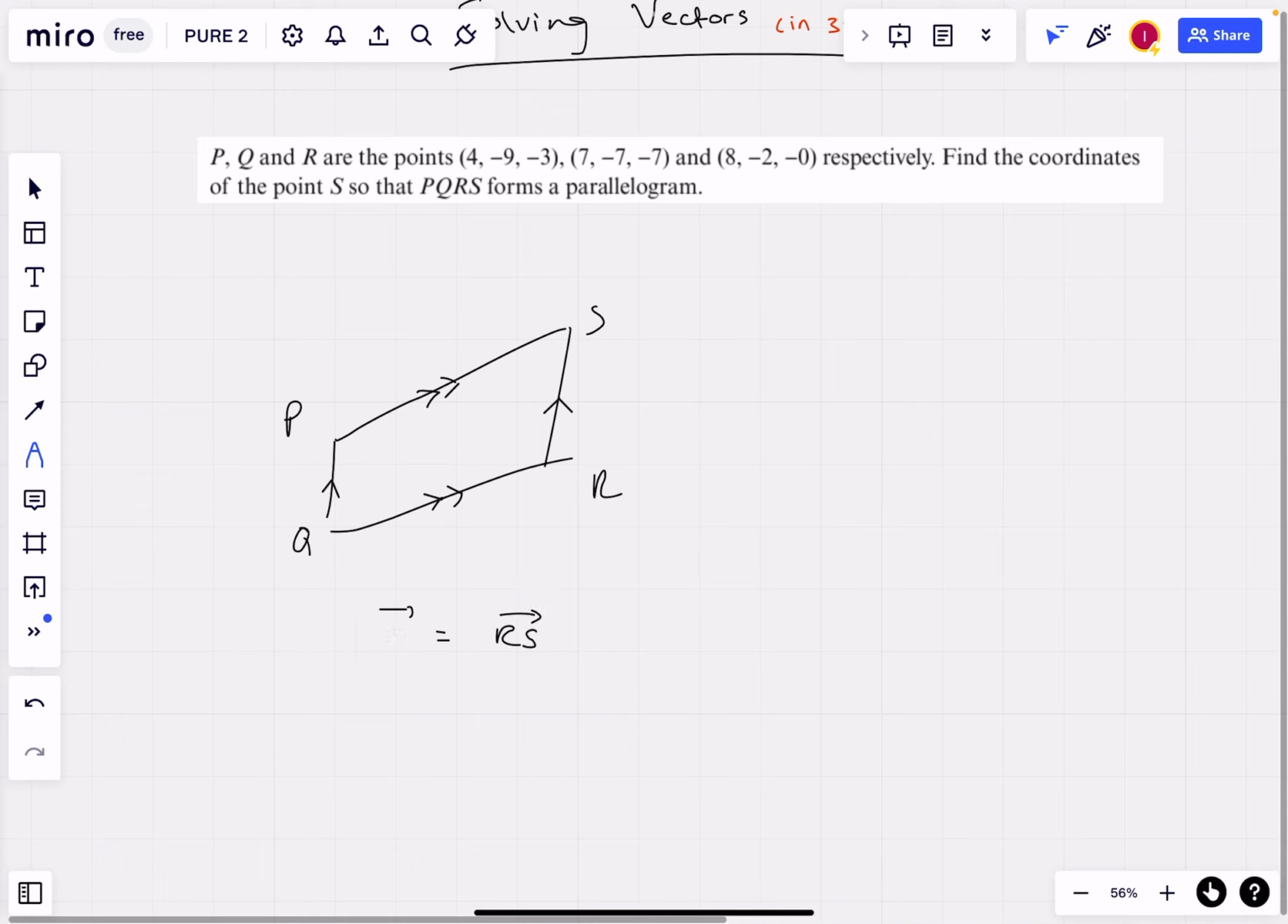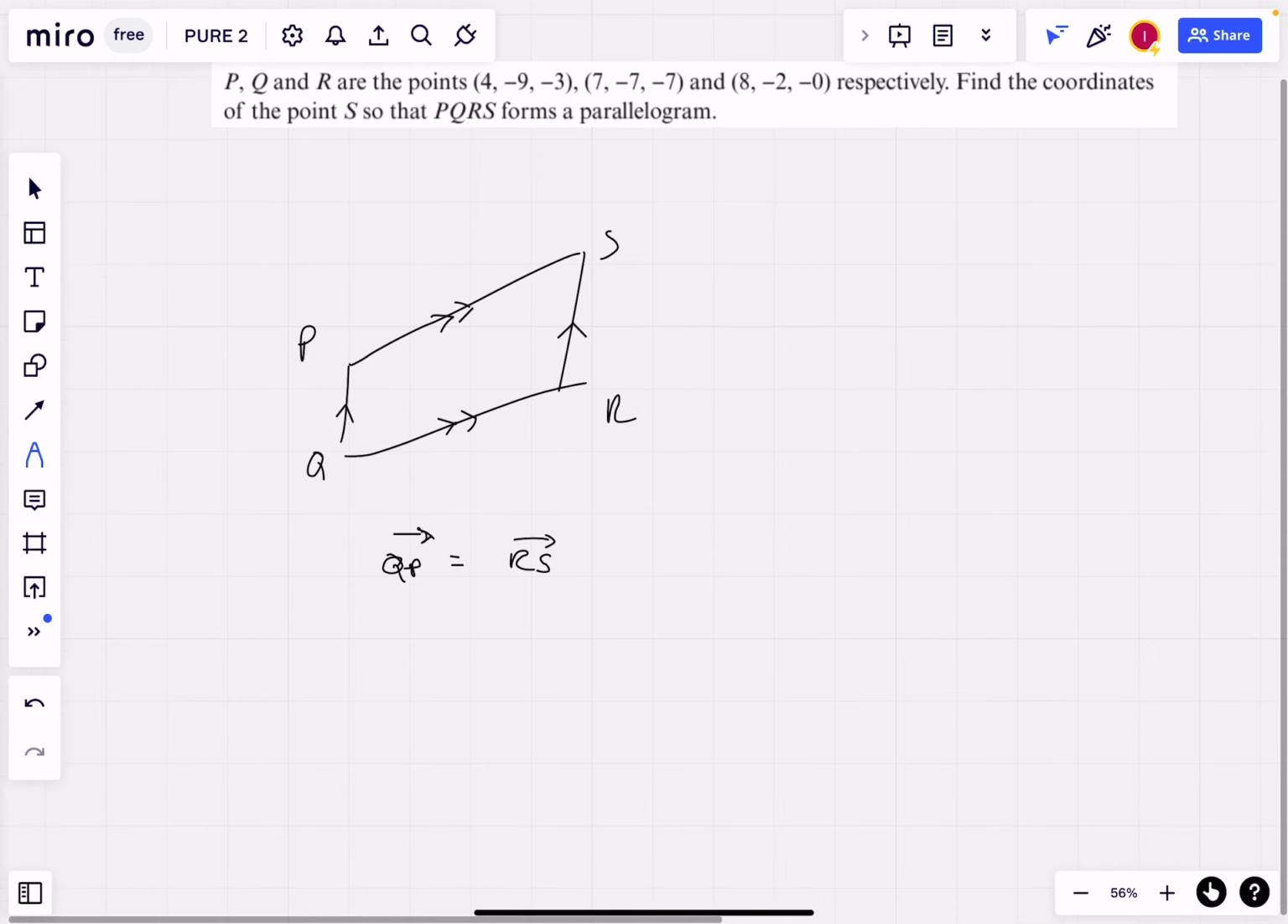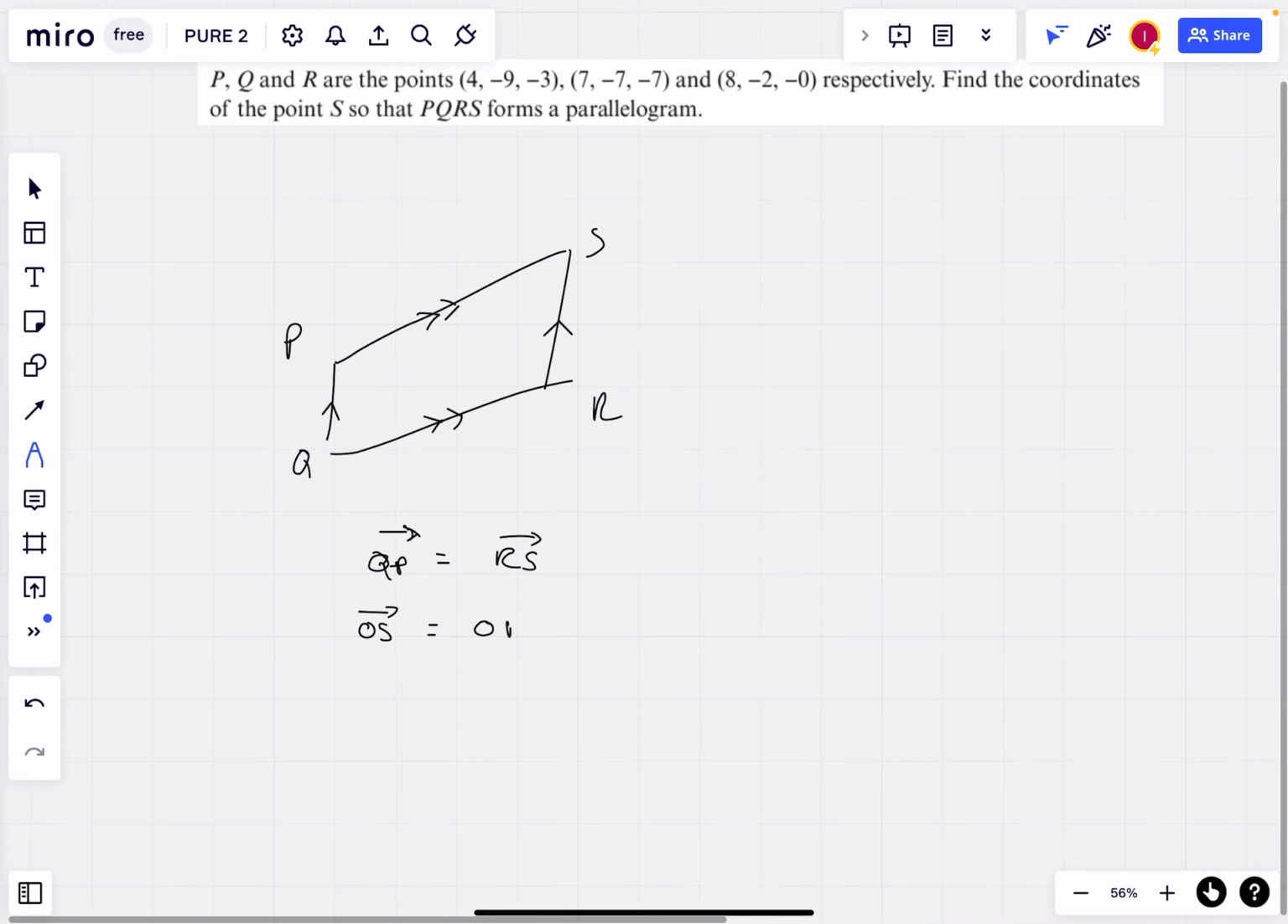Let's do it the other way. QP, sorry. They need to go in the same direction. They're equal, right? So OS is going to be OR plus RS, which is the same as OR plus QP, because we stated here that it's the same.